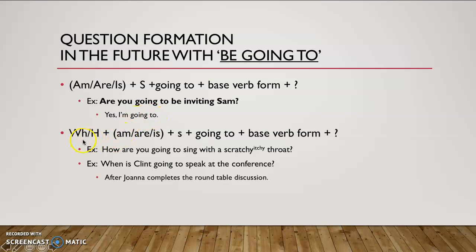To form the WH or the H question word, you've got that plus am, are, or is, plus subject, plus going to, plus base verb form, plus question mark. For example, how are you going to sing with a scratchy throat? Or when is Clint going to speak at the conference? After Joanna completes the roundtable discussion.